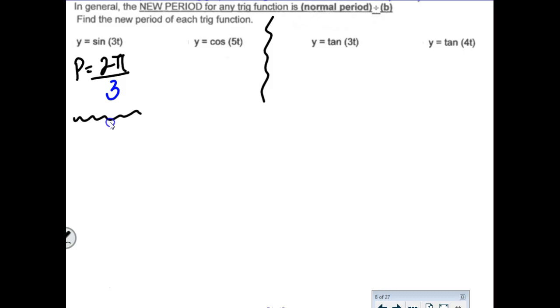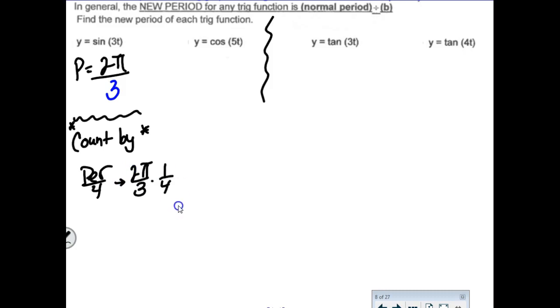I probably should give that a new name today, because when we have the tangent function, I'm not going to be quartering that anymore because there's not 4 significant points on the tangent function. So let's just figure out what we're going to count by. Well, for sine and cosine, or their reciprocals, it's still period divided by 4. So for this question, if you took 2 pi over 3 and you divided by 4, meaning you multiplied by 1/4, what does that reduce to? I heard pi over 6, thank you.